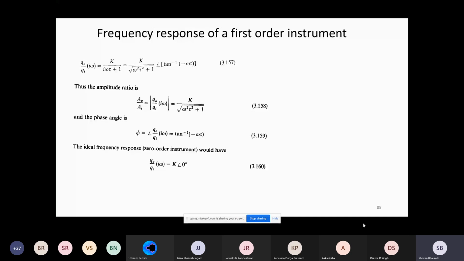So the frequency of the input sinusoidal goes from very low to very high. The output also will be sinusoidal, but its amplitude will be different at different frequencies of the input, and its phase will also be different at different frequencies of the input. So it is very useful to plot the frequency versus the output to input amplitude ratio and the frequency versus the phase angle, because as the input is sinusoidal and the output is also sinusoidal, the nature of the output is immaterial because it will be sinusoidal.